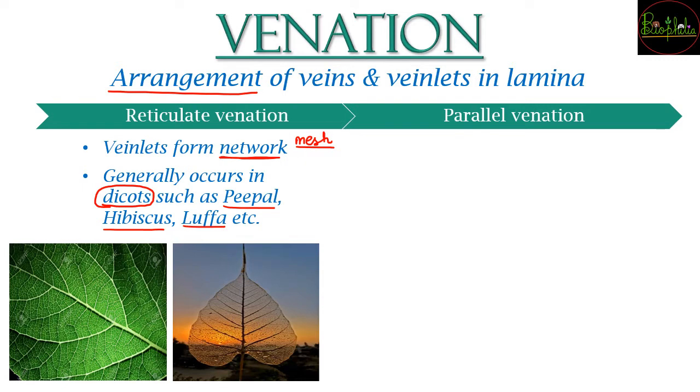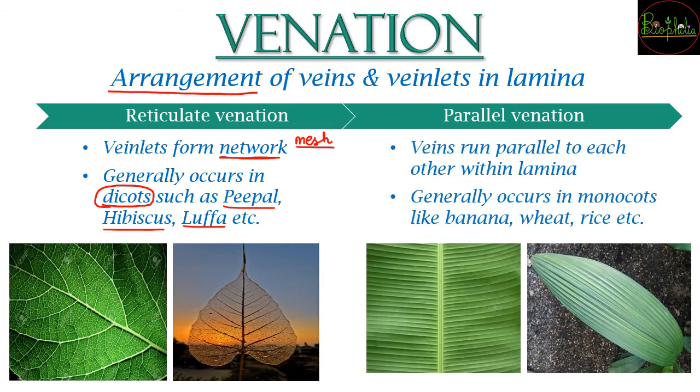The second type that you can find is called as parallel venation. Parallel venation में जो veins होंगे, these are going to run parallel to each other, and even to the lamina. So जो leaf blade होगा, the leaf lamina होगा, उसके parallel में these veins are going to grow, and majorly these are being seen in the case of monocots.